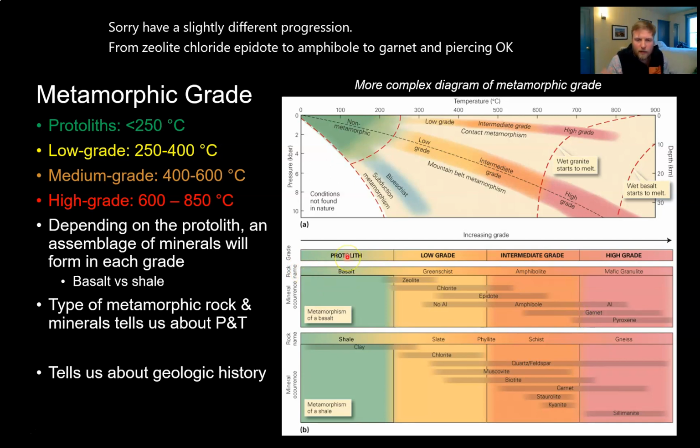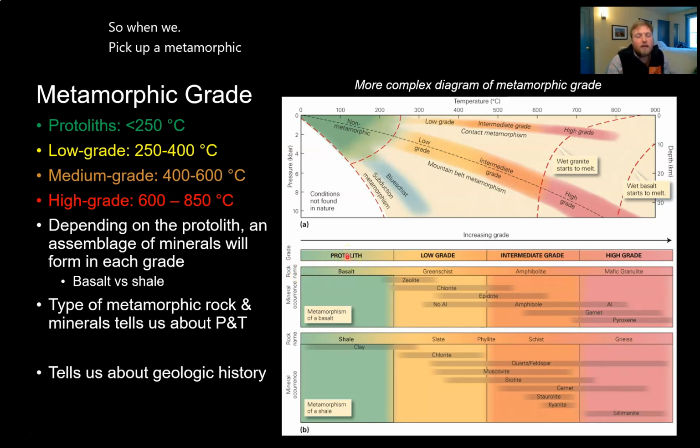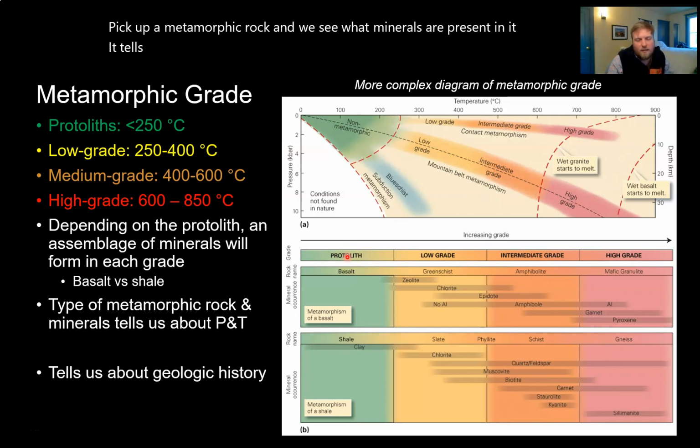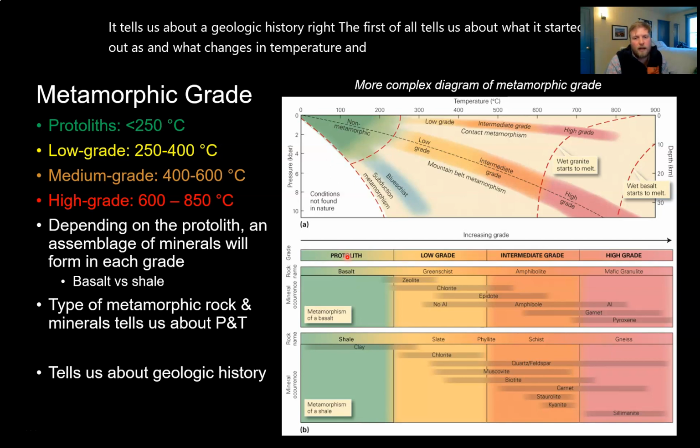So when we pick up a metamorphic rock and we see what minerals are present in it, it tells us about a geologic history, right? It first of all tells us about what it started out as and what changes in temperature and pressure it has gone through in the past, okay?